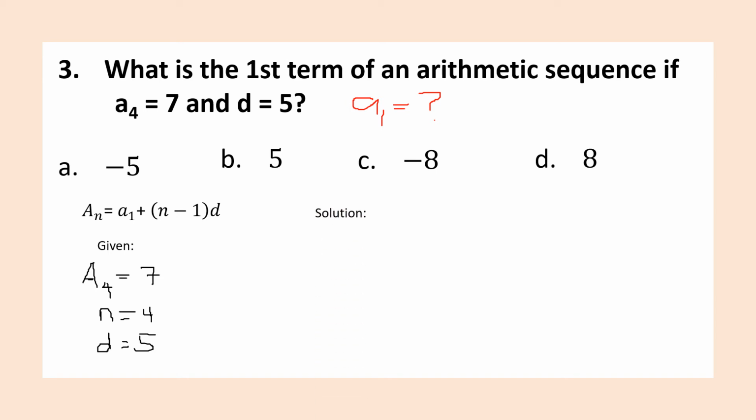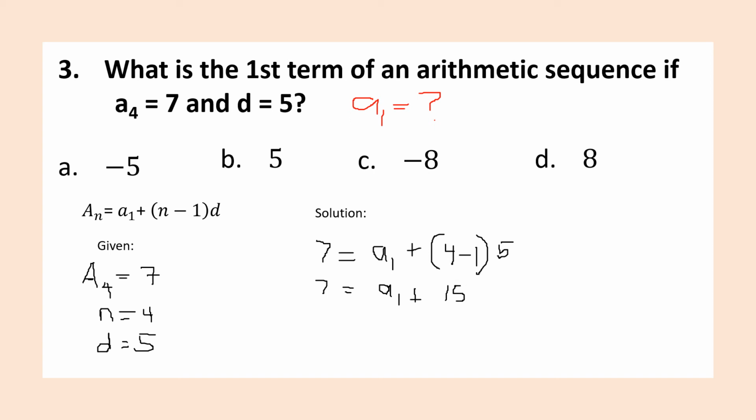Okay, so yung solution natin will be like this one. Okay, substitute natin sa formula. So, ang a sub 4 is 7 is equal to, first term is unknown, so a sub 1 pa rin siya, plus the quantity of, yung n natin ay 4, so 4 minus 1, and then yung d natin is 5. Okay, so para mahanap yung first term, i-follow pa rin natin yung GEMDAS rule. So 7 is equal to a sub 1, copy din, plus, etong 4 minus 1 unahin natin kasi nasa loob ng parentheses. So, 4 minus 1 is 3. Then, pwede na natin i-multiply sa 5. So, 3 times 5 is 15.